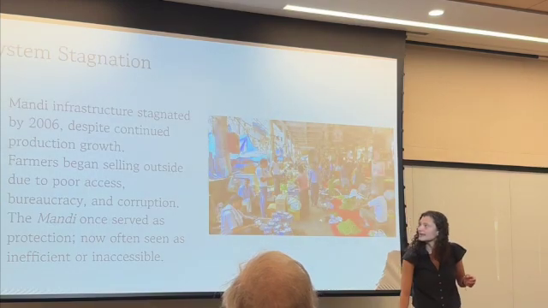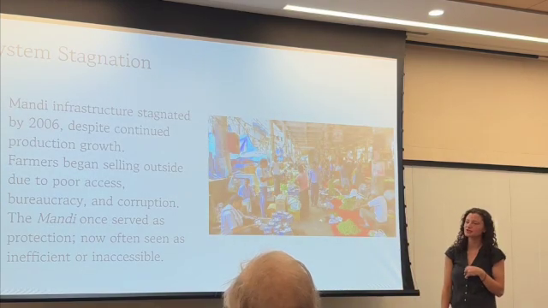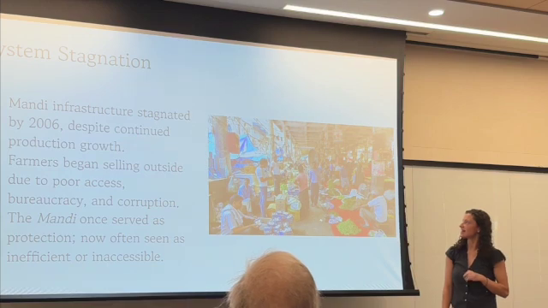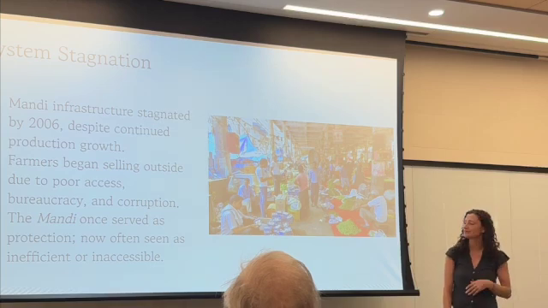know. Here we can see system stagnation, as I mentioned. They really peaked in the 1990s and began to go down into the 2000s. A reason for that is simply that the infrastructure of the Mandi system couldn't keep up with the yields that were happening. So obviously, when there's a lack of space, farmers begin to sell outside of the system.